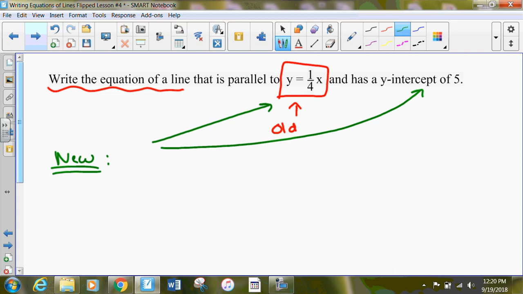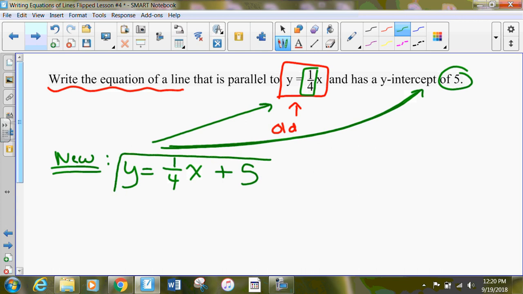Since we know that parallel lines have the same slope, then our new line has to have the exact same slope as the line it wants to be parallel to. So that gives me 1/4 x. And of course, the new line also has to have the y-intercept of 5. So there we go. This is the equation of the line that's parallel to this old line and also has the y-intercept of 5.